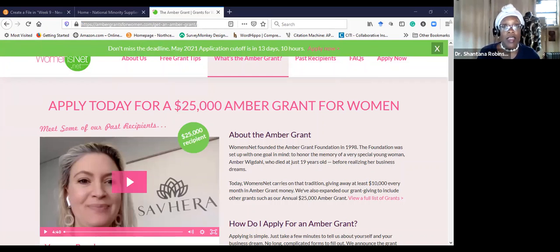Now, I will say this, be very mindful that with the Amber Grant, there is a $15 application fee. So don't do this every month. Yes, you can write it off on your tax. It's $15. Just don't go to Starbucks 3 times for the month, for my Starbucks junkies out there, right?